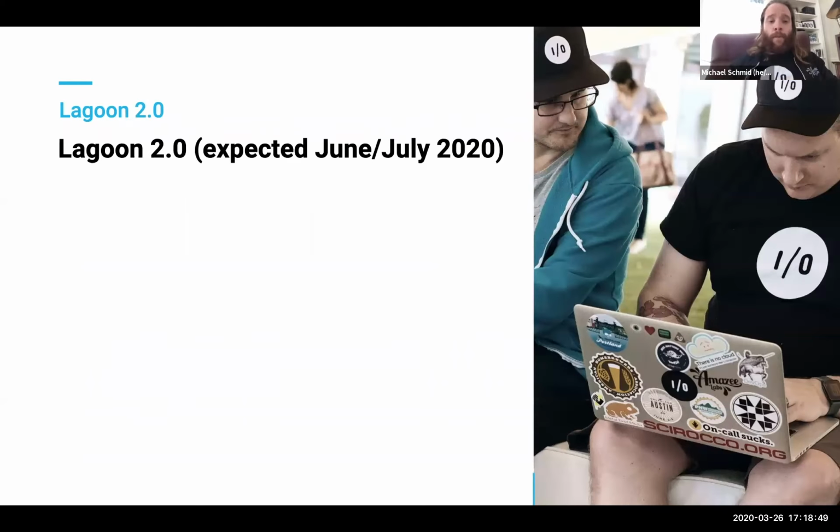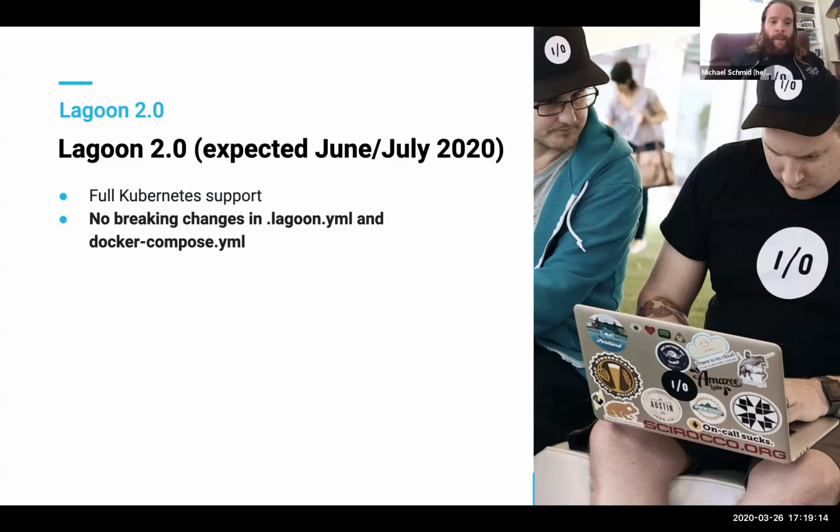What is going to be in 2.0? Right now, we expect it to be released in June, July 2020. You can imagine with everything that happens right now in the world, planning is a bit hard, but we really think that June or July it's going to be. First of all, no surprise there, I guess, full Kubernetes support. This means we're going to support everything that is currently able to be done with OpenShift and Lagoon is going to be done with Kubernetes as well.